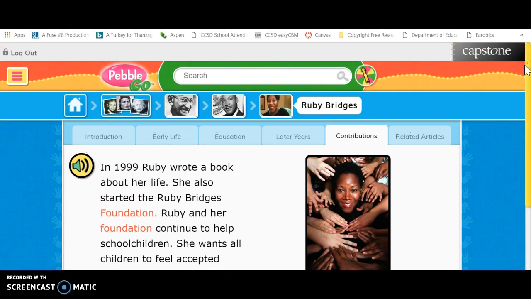Our next source that I'm going to show you, I'm going to give you time to research Thurgood Marshall and Ruby Bridges here on PebbleGo, but our next source that I'm going to show you is Grolier Online. So take time now and explore PebbleGo. Use it to find your research about those first 2 people, Thurgood Marshall and Ruby Bridges. Use it to get your citations for that information, and then we'll go on to our next source.